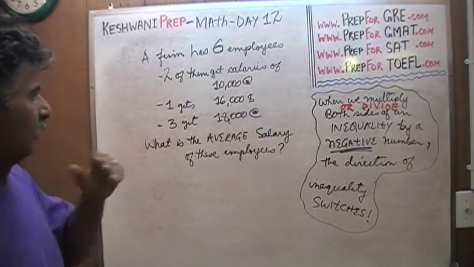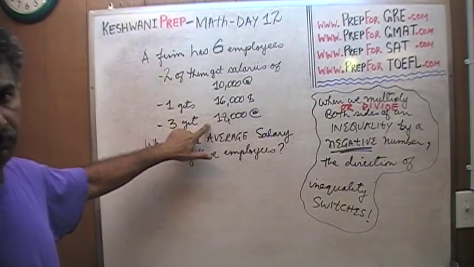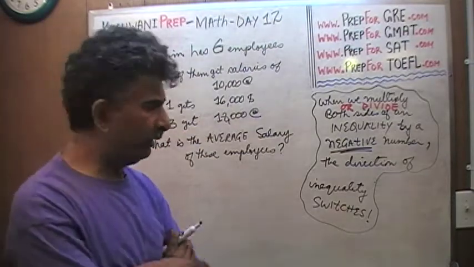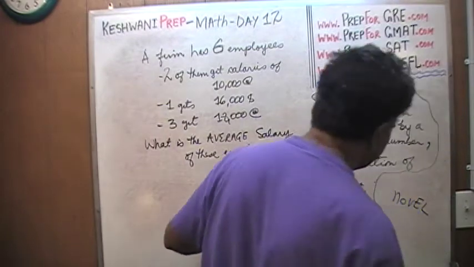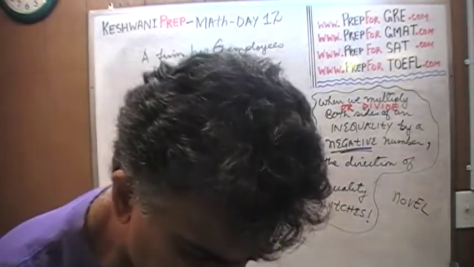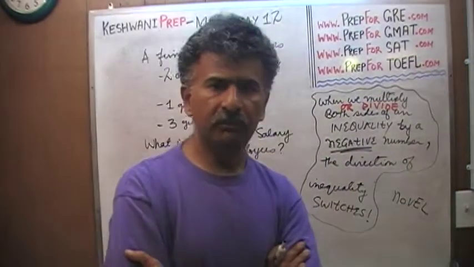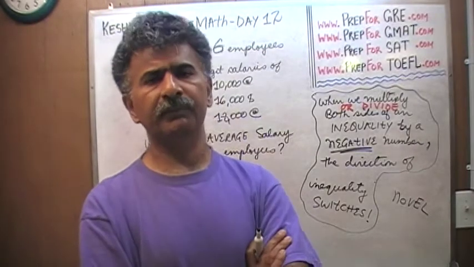So if you're going to sit there and go 10,000 plus 10,000 plus 16,000 plus 18,000 plus 18,000 plus 18,000 divided by 6, anybody can do that. There is nothing novel about it. There is nothing unique, interesting, or creative about it. If you're going to do that, it's going to end up taking too much time in the exam, because the numbers they're going to give you are going to be very cumbersome, very tedious, and there's going to be quite a few of them. You don't want to do that.